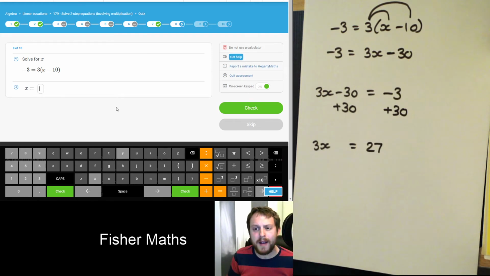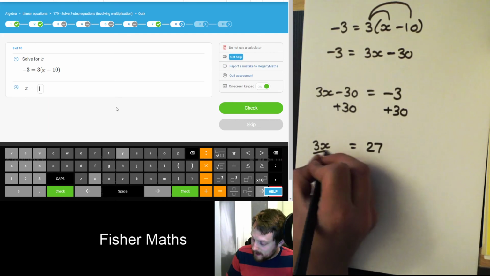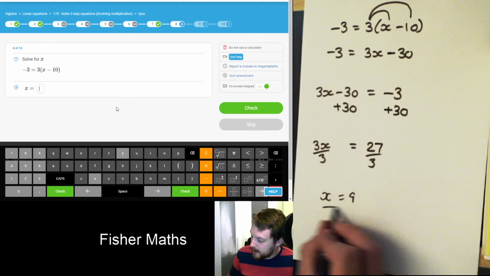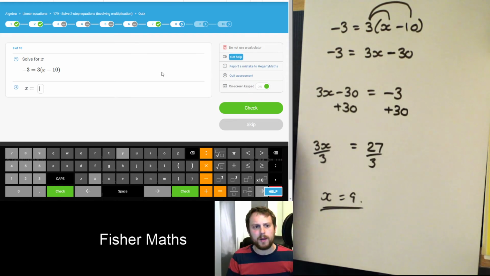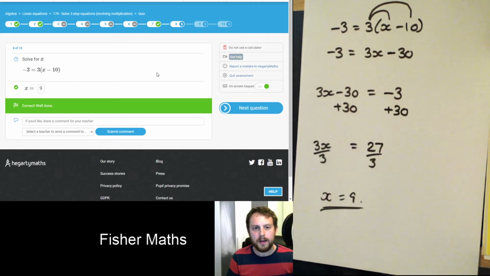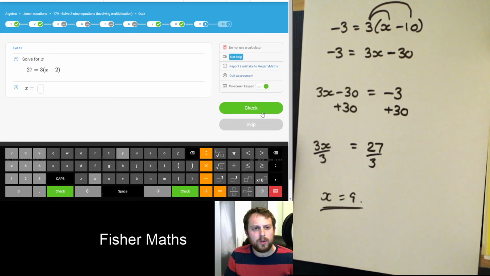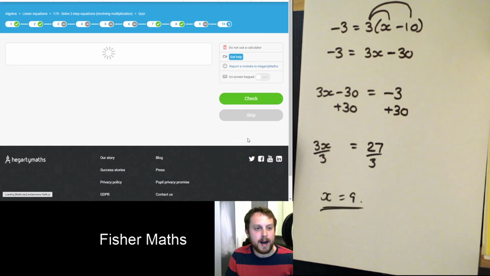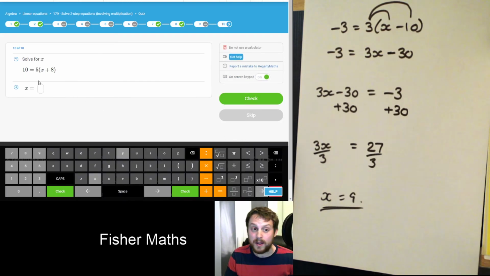But anyway, 3x equals 27. Divide by 3, x equals 9. So let's try that. There we go. Right. We'll skip that one. And this one should be fine. Should be okay. So expand the brackets, take away what you need to take away, and then divide.